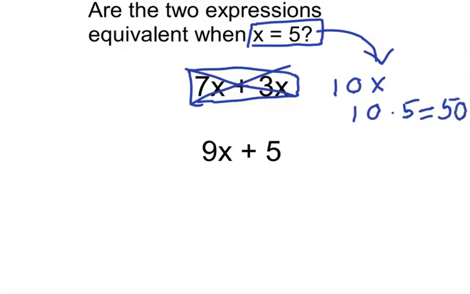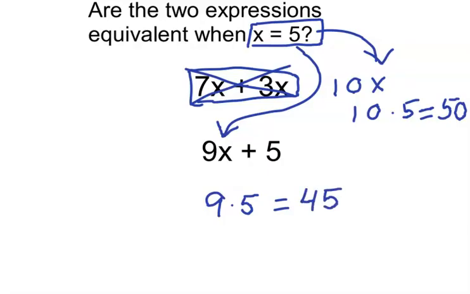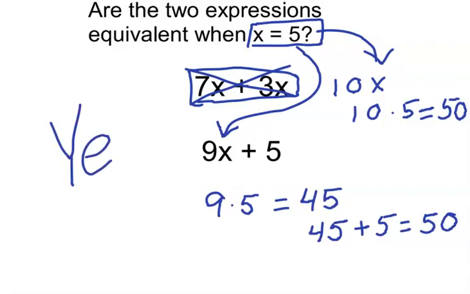Okay, so then we'll put in 5 right there. So we have 9 times 5 is 45. And then once we have that, we're going to add the 5 to that. Okay, so 45 plus 5, and that equals 50. All right, so if we put in x for each one of these, are they both going to be the same answer? The answer is yes. Okay, that's the answer for that one.